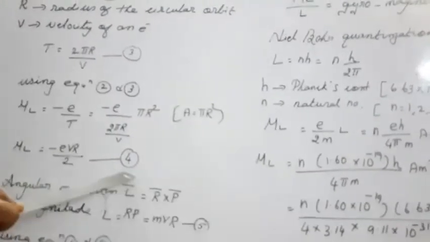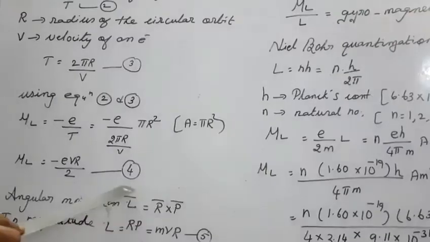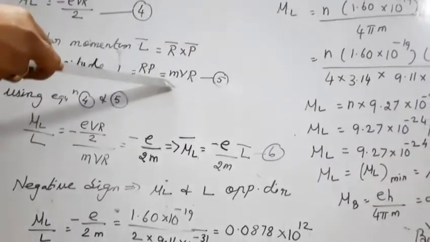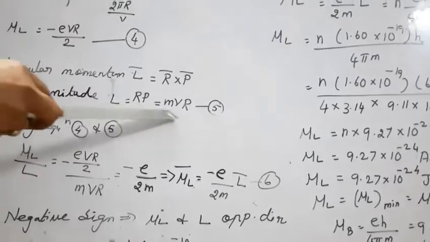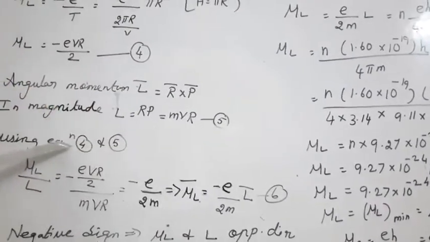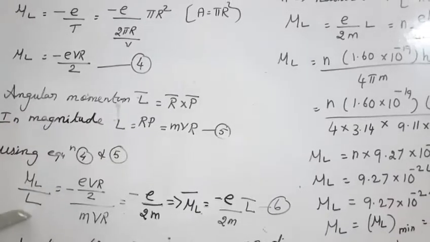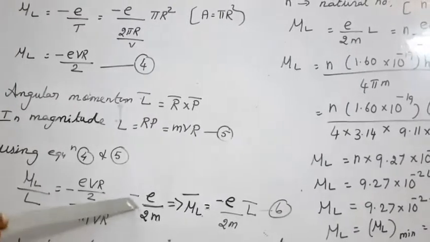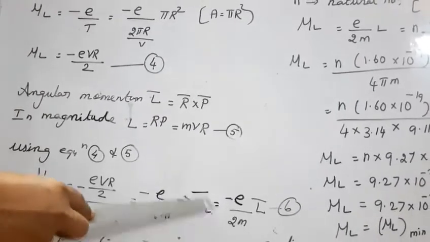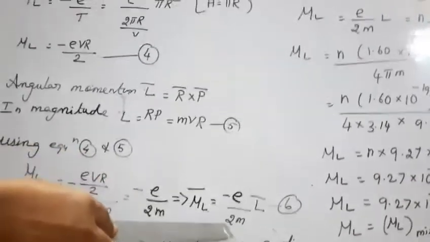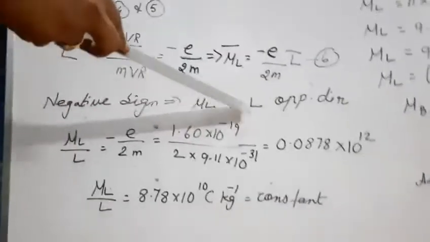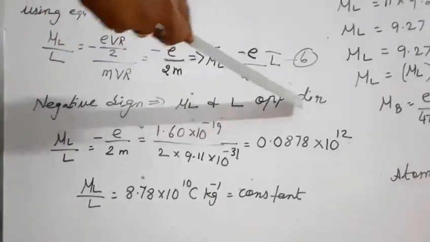μL is equal to -evr by 2. And by definition, the angular momentum L vector equals r vector cross p vector, in magnitude L equals rp. Instead of p, we write mv, so L equals mvr. Using these two equations, μL by L equals -evr by 2 by mvr, which is equal to -e by 2m. So μL vector equals -e by 2m into L vector. Here the negative sign indicates the magnetic moment and angular momentum are in opposite directions.